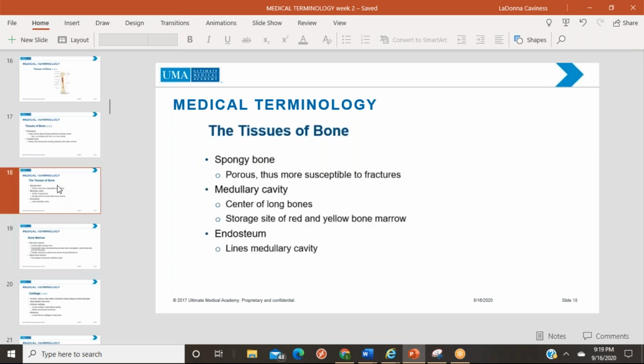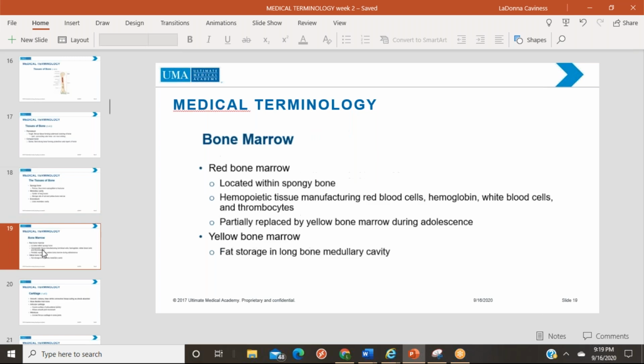Spongy bone, thus more susceptible to fractures. Medullary cavity: center of the long bones, storage site of red and yellow bone marrow. Endosteum lines the medullary cavity. Bone marrow: red bone marrow located within spongy bones.